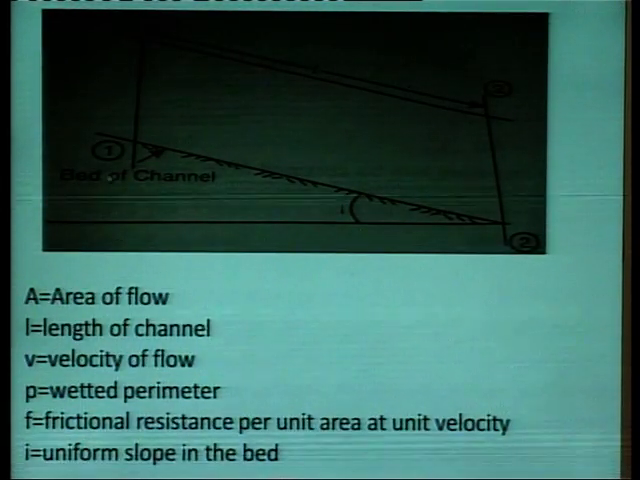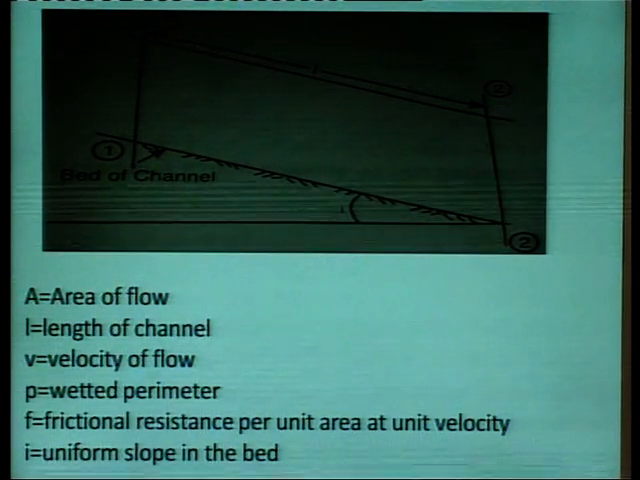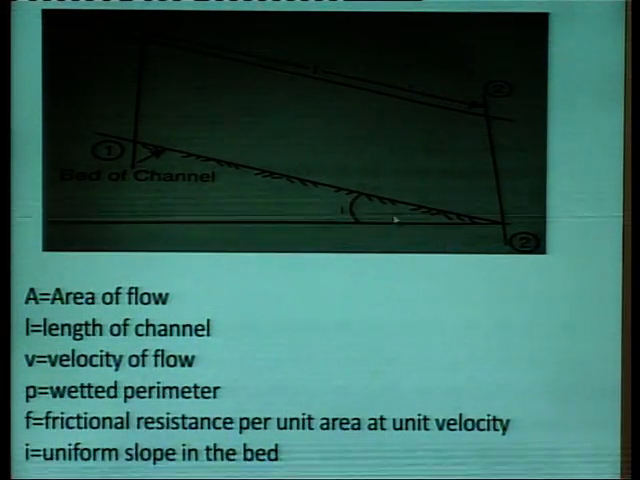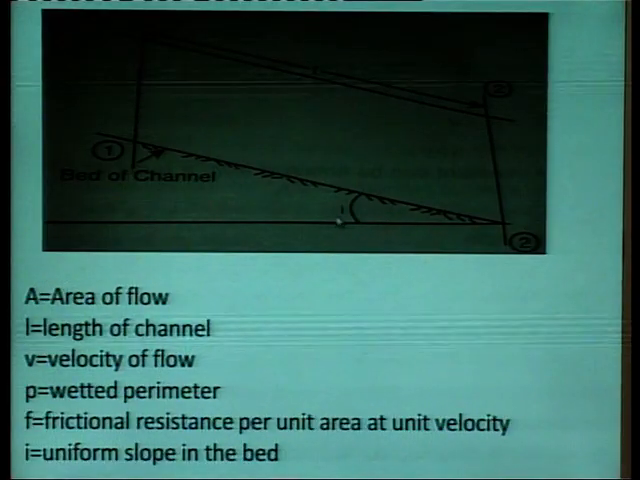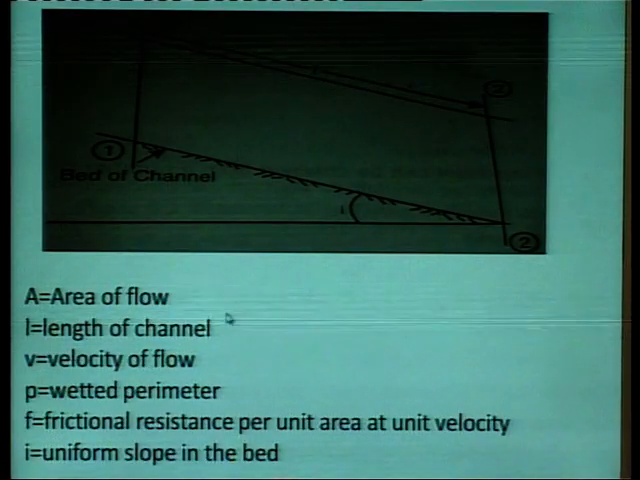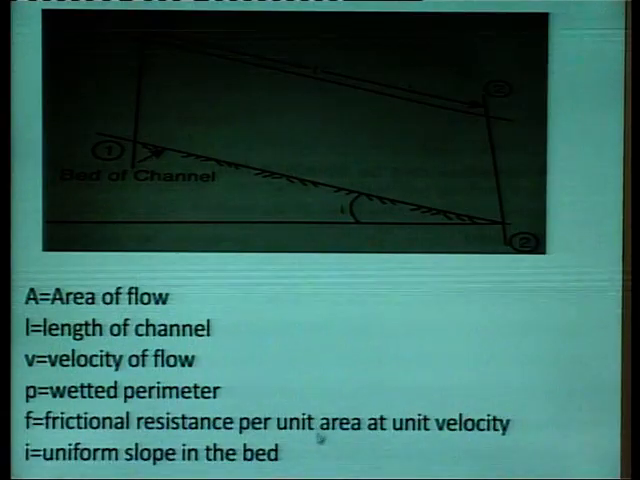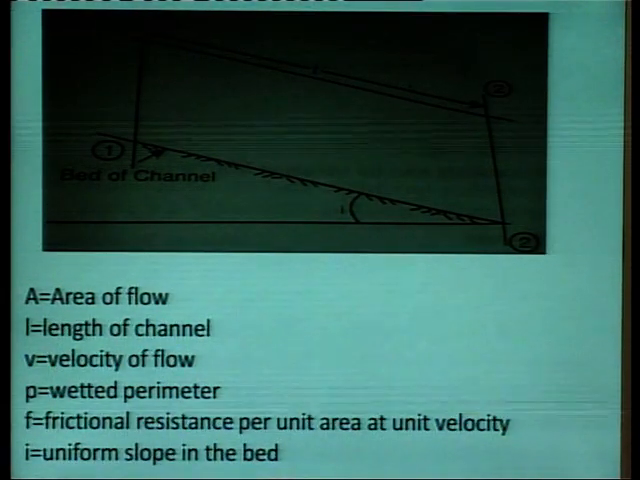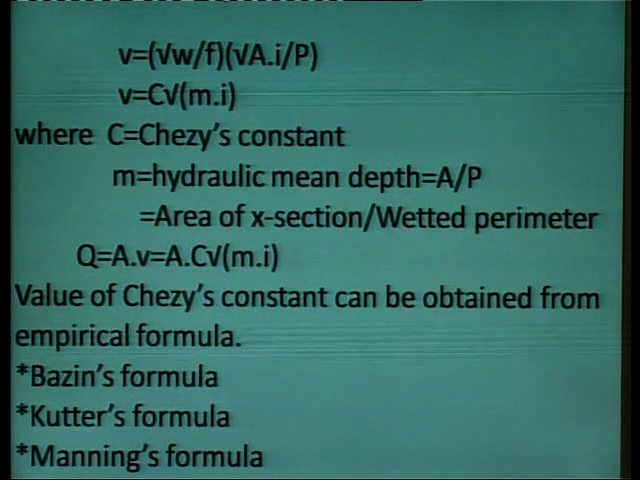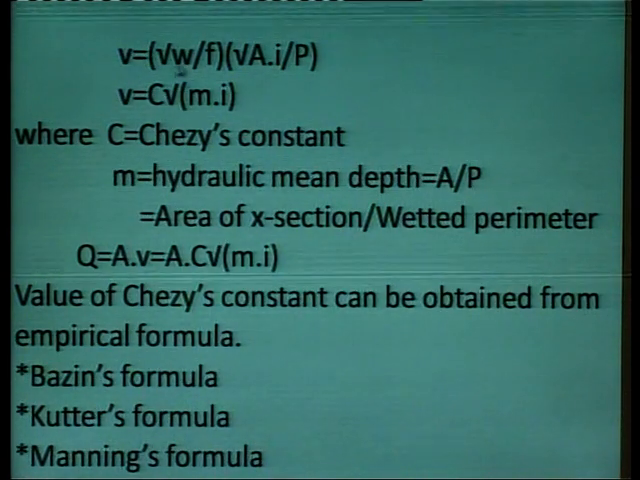Now let us take this channel, where a certain gradient is provided. Let us take two sections, section 1-1 and section 2-2. The gradient is I, where A is the area of the flow, L is the length of the flow, V is the velocity of the flow, P is the wetted perimeter, F is the frictional resistance per unit area at unit velocity, and I is the uniform slope of the bed of the flow. Now let us calculate the velocity V, which is equal to this relation.